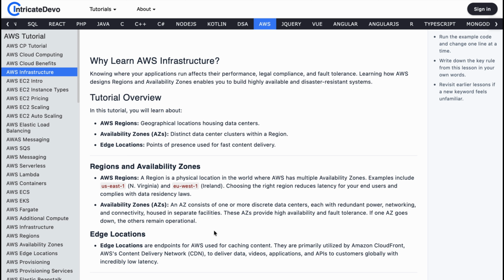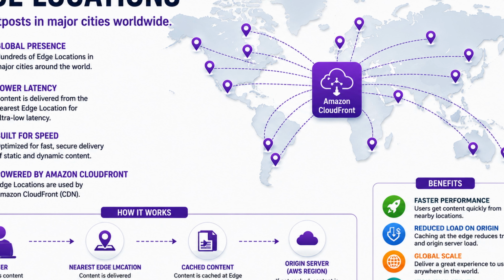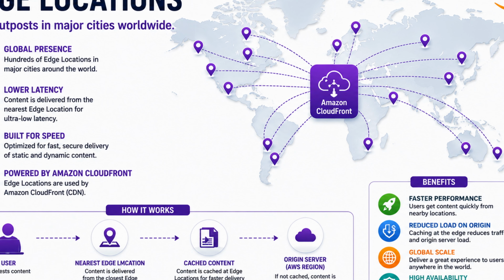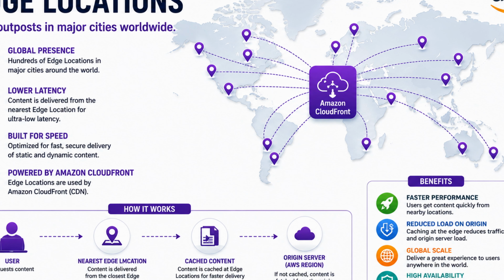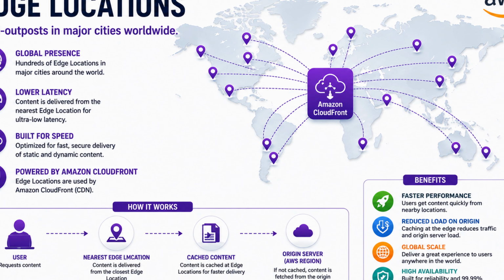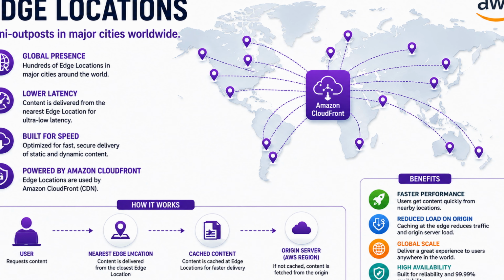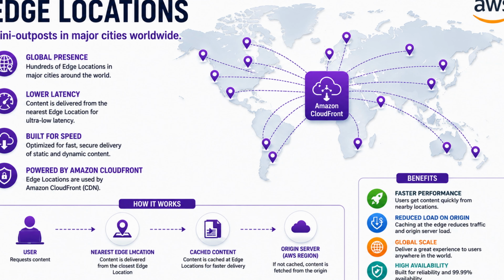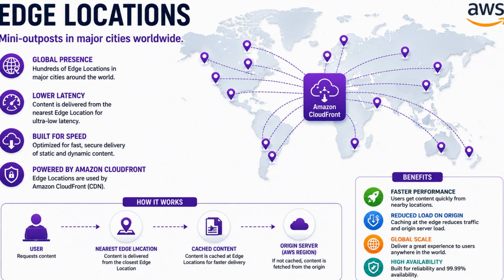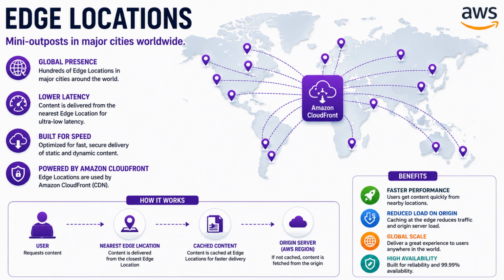Finally, let's talk about edge locations. These are different from regions and AZs. Think of these as mini outposts scattered in almost every major city worldwide. These are primarily used by Amazon CloudFront, which is AWS's content delivery network. If a user in London wants to watch a video hosted in a US region, they don't have to wait for the data to travel across the Atlantic every time. The video is cached at a London edge location, delivering it to the user with incredibly low latency. It's like having a local branch of your favorite store in every neighborhood.